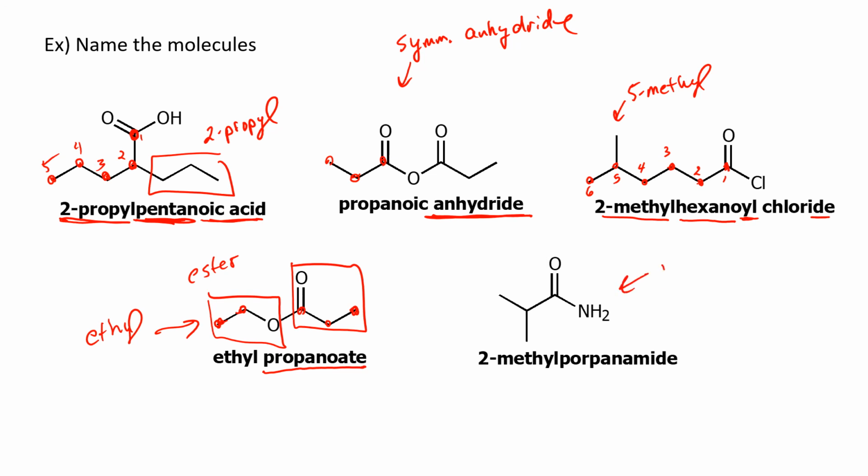And for our primary amide, right, we're treating it like a carboxylic acid, but just changing the end to amide. So we have 1, 2, 3. That's a 2-methyl. Oh, that should be another typo. Propanamide.